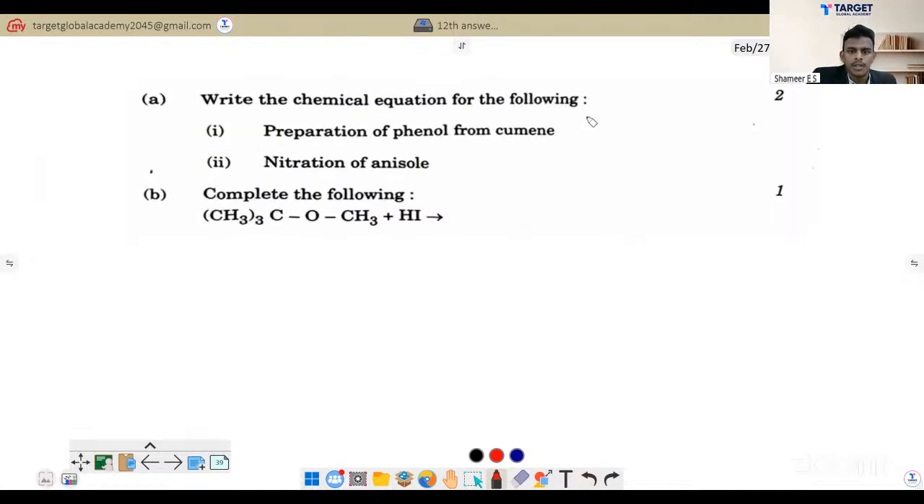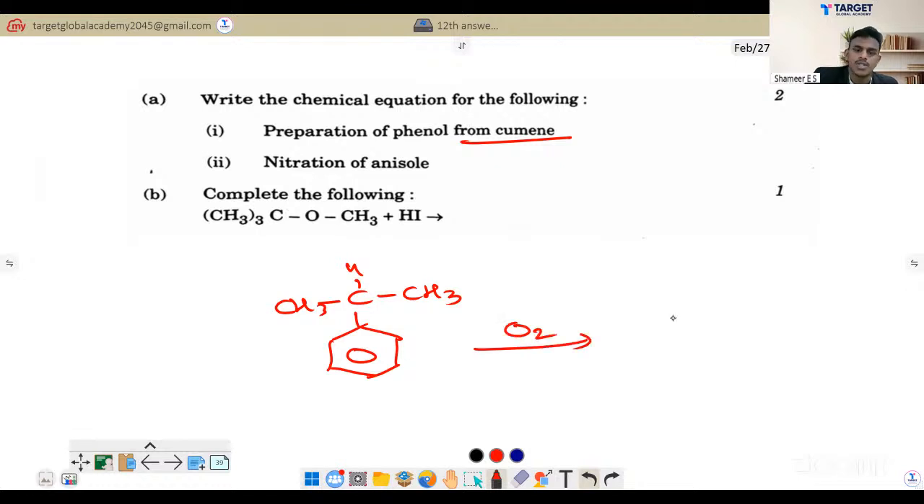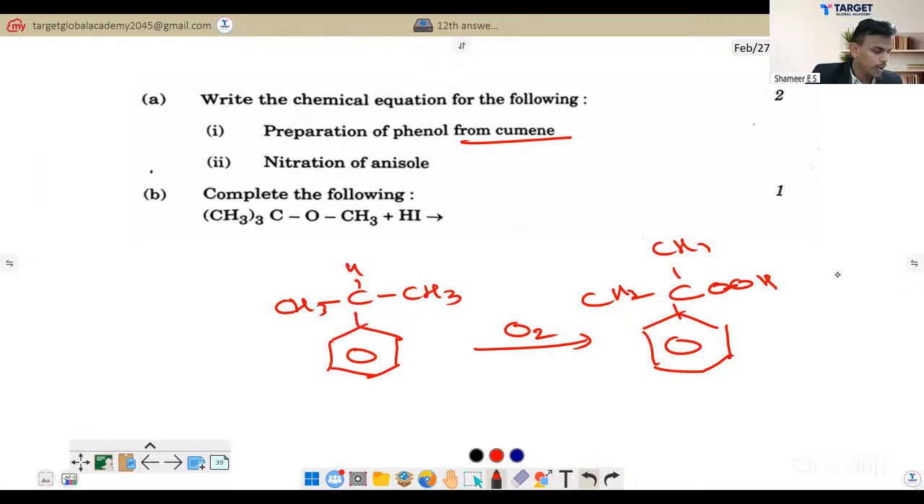Write the chemical equation for the preparation of phenol from cumene. Many times asked, I told you. Cumene means a phenyl group attached to a carbon, and that carbon is attached to two CH3. Add dioxygen to get the hydroperoxide, COOH with CH3, CH3. Finally, on heating in presence of acid, you will get phenol. Then acetone is the byproduct, CH3COCH3.